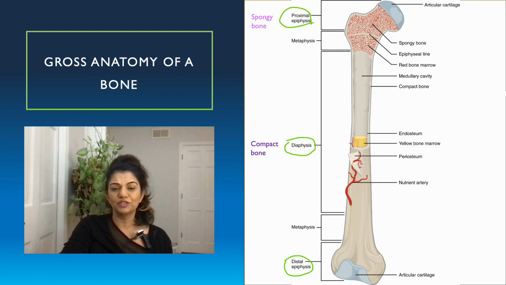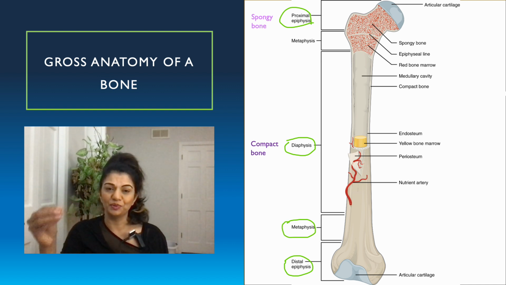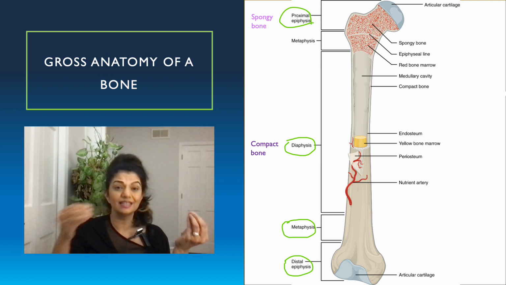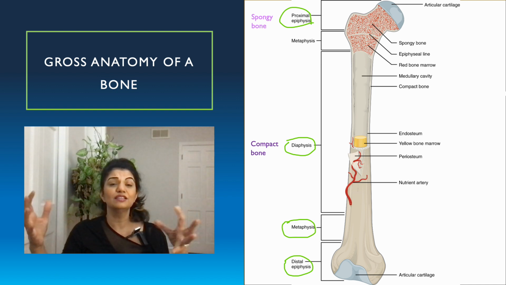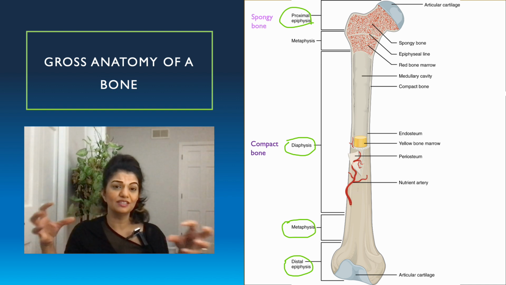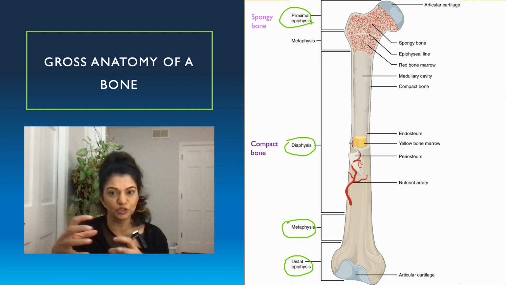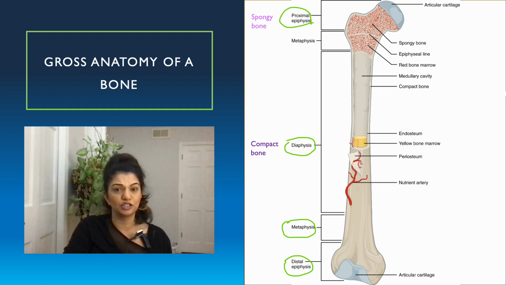Now, the next portion is the metaphysis. This is what I consider the meeting point. And so it's a nice way to remember metaphysis, because M for metaphysis and M for meeting point. This is where the diaphysis and epiphysis sort of connect together. Think of it like in a house, you could think of it like a staircase connecting floors, or maybe like a short corridor. It just is a transition point or transition zone.